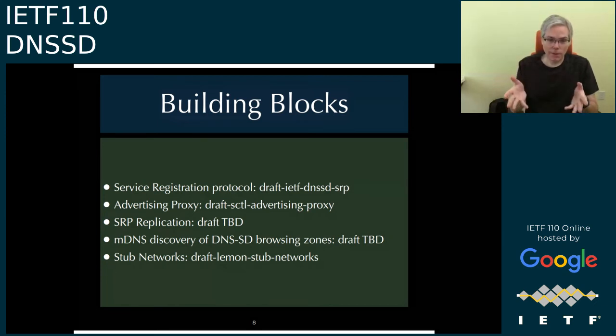And then the fifth item on the agenda here is the actual Stub Networks document. So this is the "I want to build a stub network" document. What do I need to do to get the stub network working? What do I need to do in terms of addressability, reachability, discoverability, and so on? So those are the topics. Let's go on to the next slide.